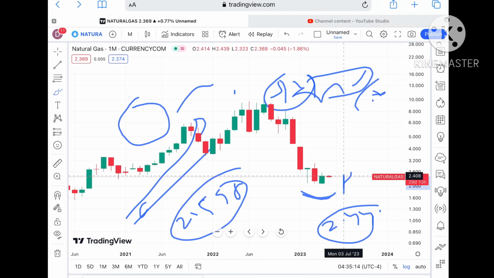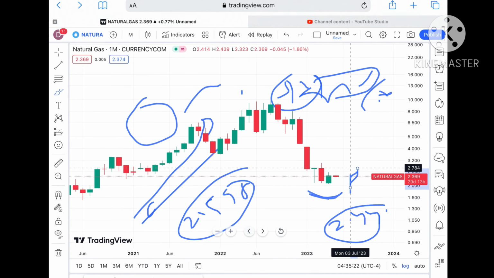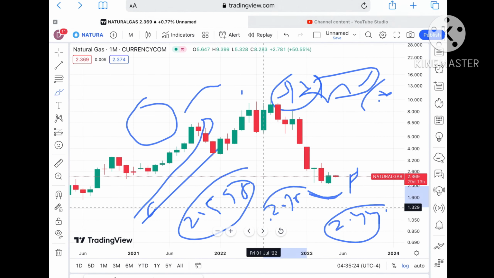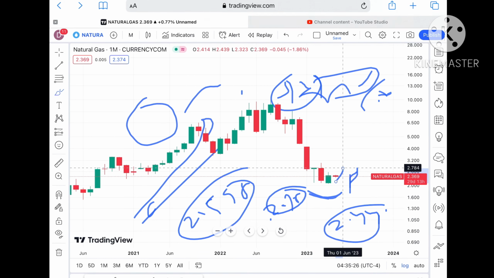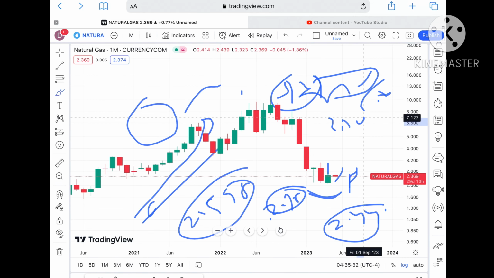Okay, suppose if the price sustains, it can go towards a level of $2.598, and from there we can see it can touch a level of around 2.784 if that level goes further upside. Okay, that is the next resistance. And once it goes above this particular level, it can cross a level of $2.978 to a level of $3.004.